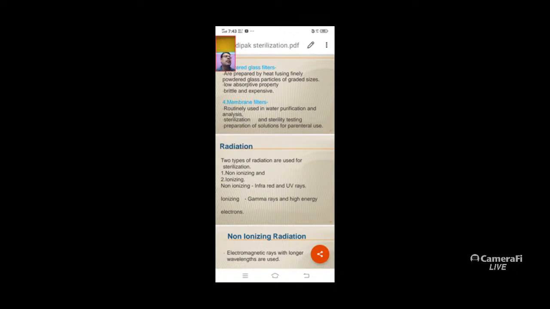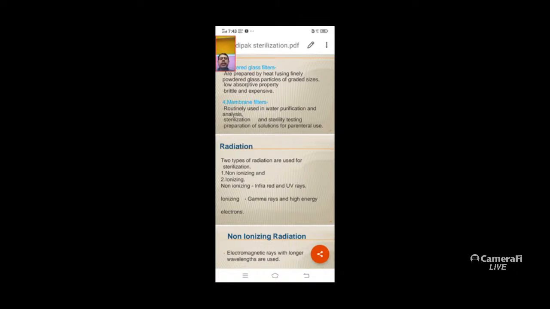if every sterilization process fails, then you can apply this process, because it is very costly, and a very large instrument is required for this sterilization technique. Generally there are two types of radiation sterilization, one is non-ionizing and the other is ionizing radiation.